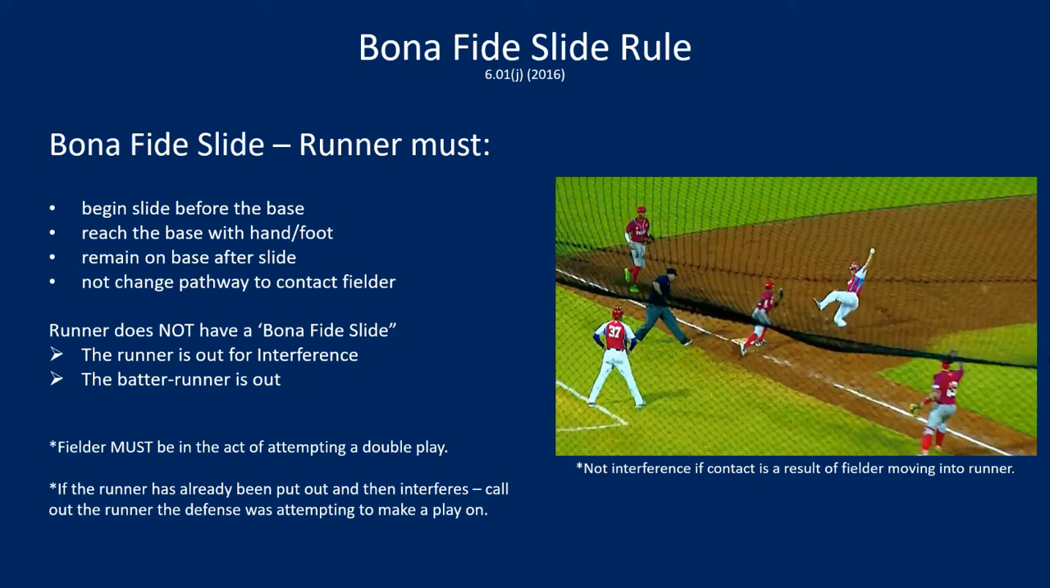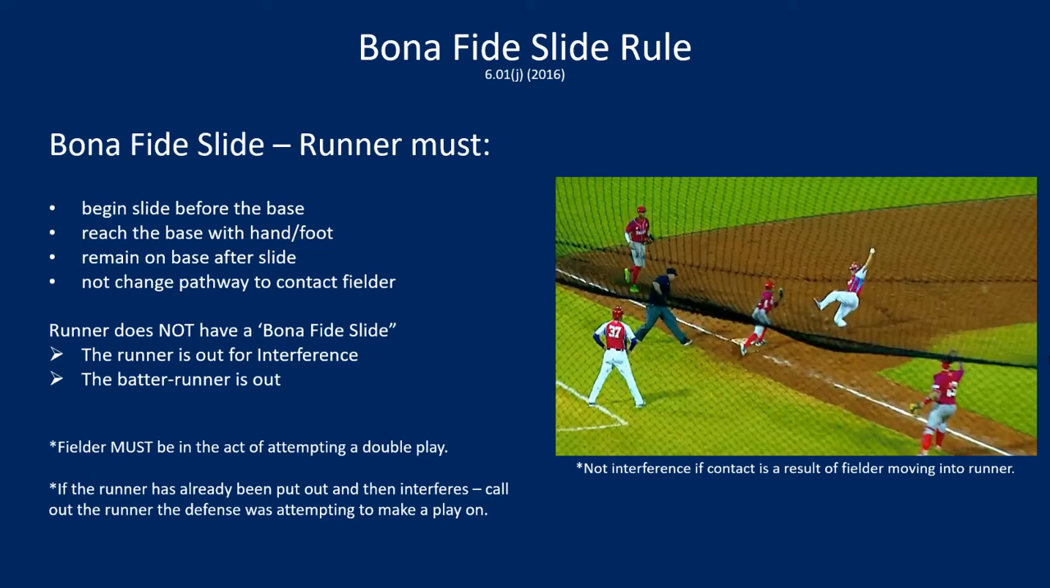Now, in order to call out the batter runner, the fielder must be in the act of trying to make a double play. Because the reason that a runner may try to commit sort of an illegal slide is hoping that the fielder won't get out the batter runner and turn a double play. So if the fielder is not turning a double play, there would be no need to call the interference. But if they are, the runner is out for interference and the batter runner is out as well. If a runner had already been put out and they're attempting to make a double play on a different runner, then we would call that runner out. It doesn't have to be the batter runner.